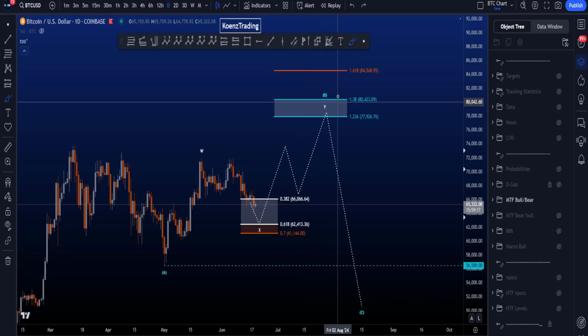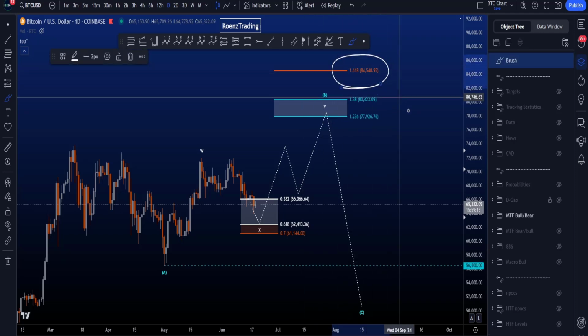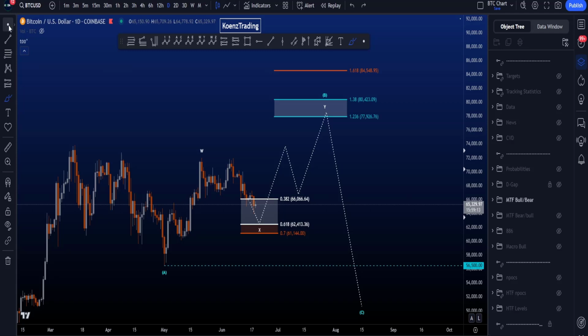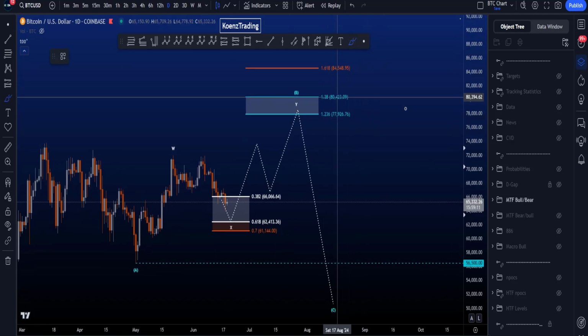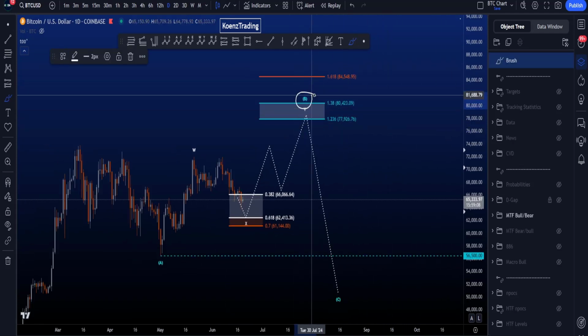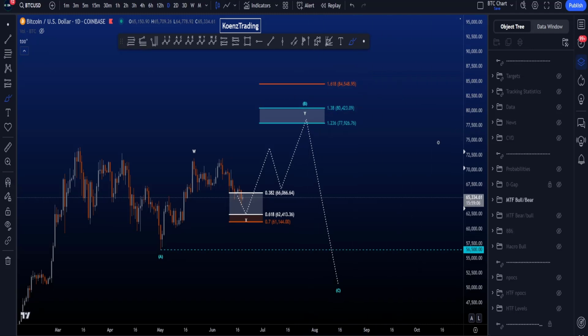If price moves to the upside and hits the 1.618 at 84.5k, the probabilities are significantly reduced for this scenario, as for a wave B, the 1.618 is a rare target.